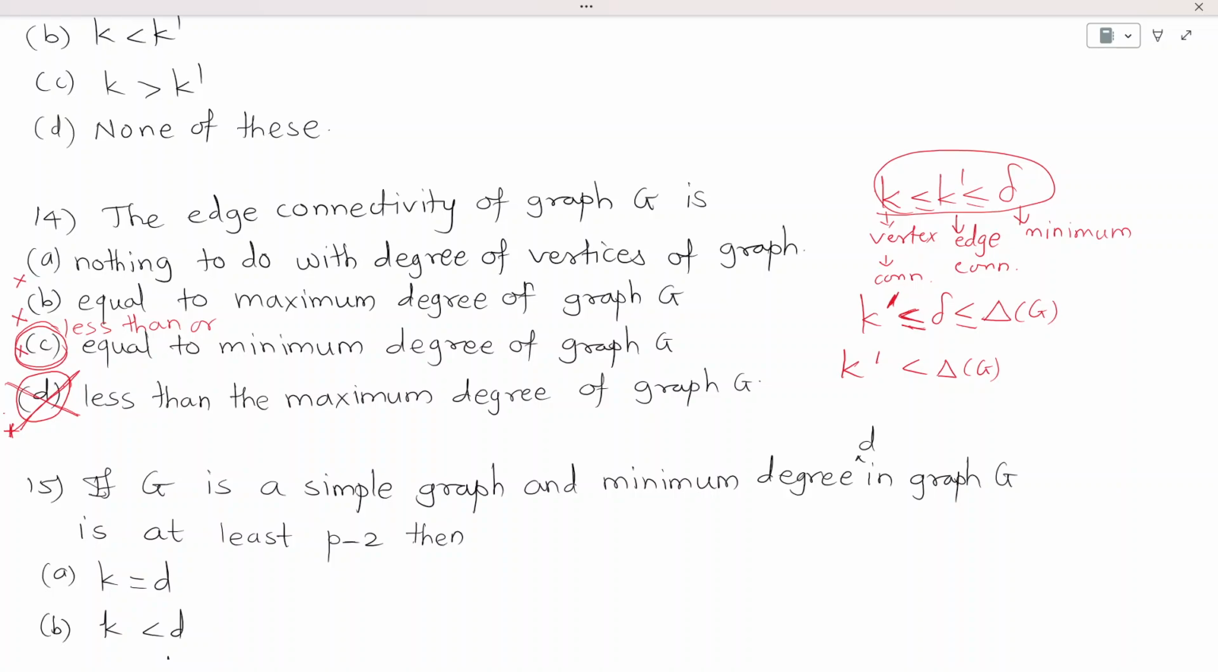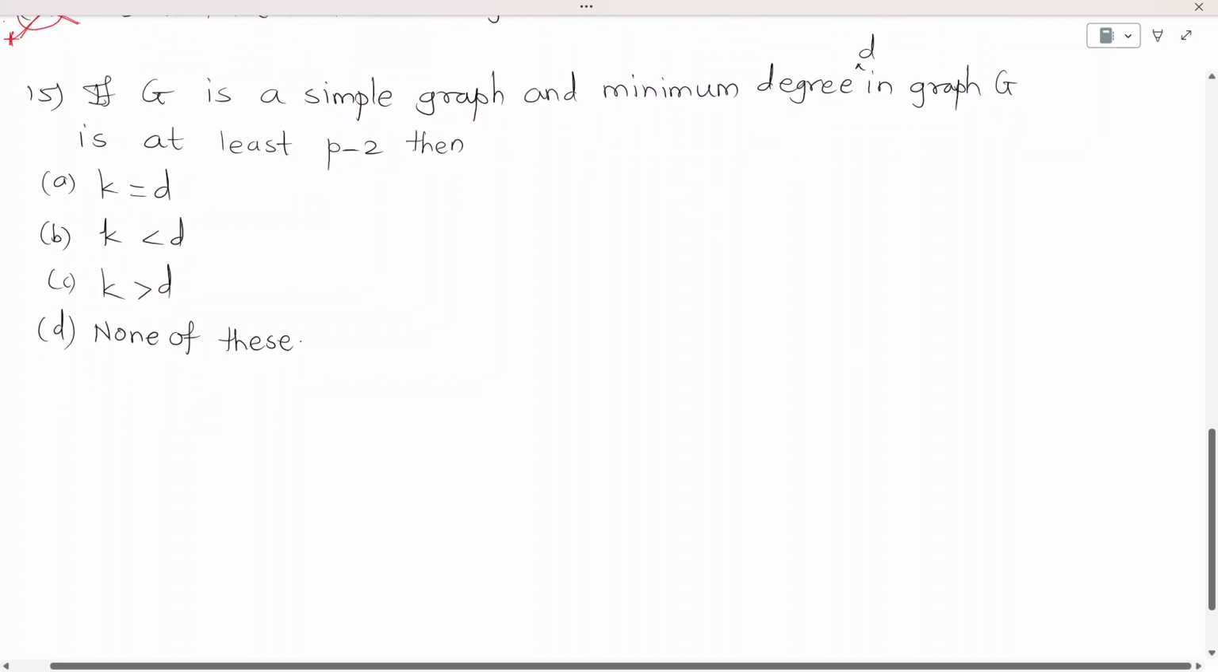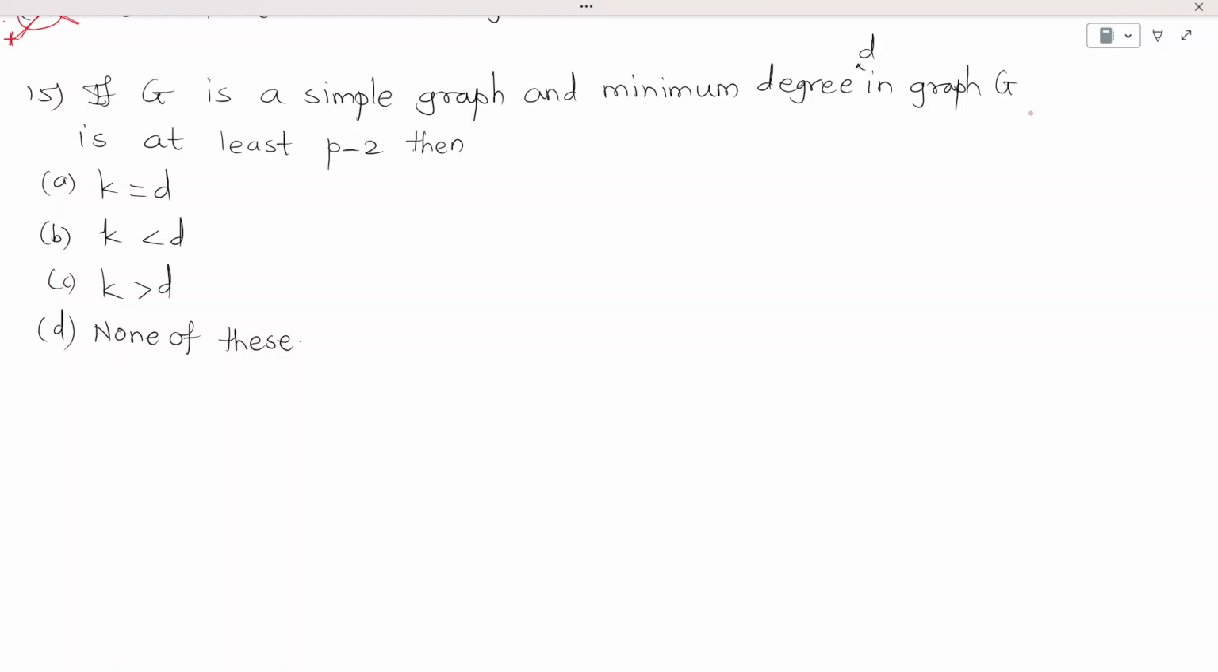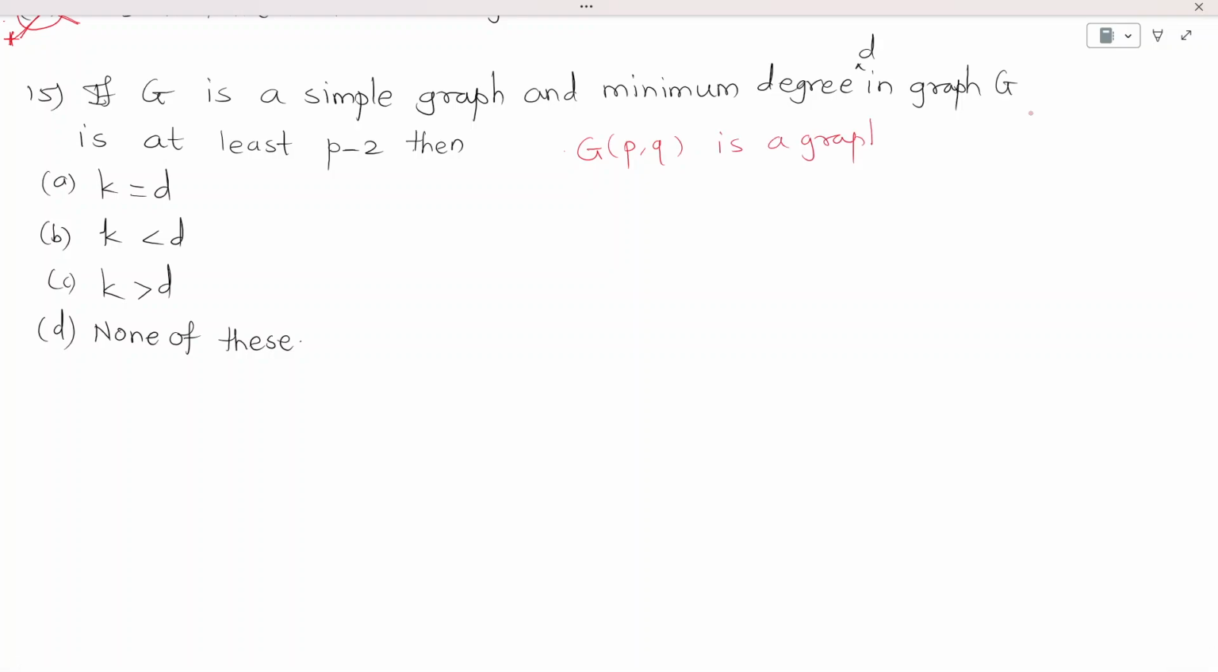Now last MCQ is, if G is a simple graph and minimum degree D in graph G is at least P minus 2, then K is equal to D, K less than D, K greater than D, none of this. So we have given a graph G on P vertices, and minimum degree is D, which is P minus 2. So G is a graph, and D, that is minimum degree, is P minus 2.